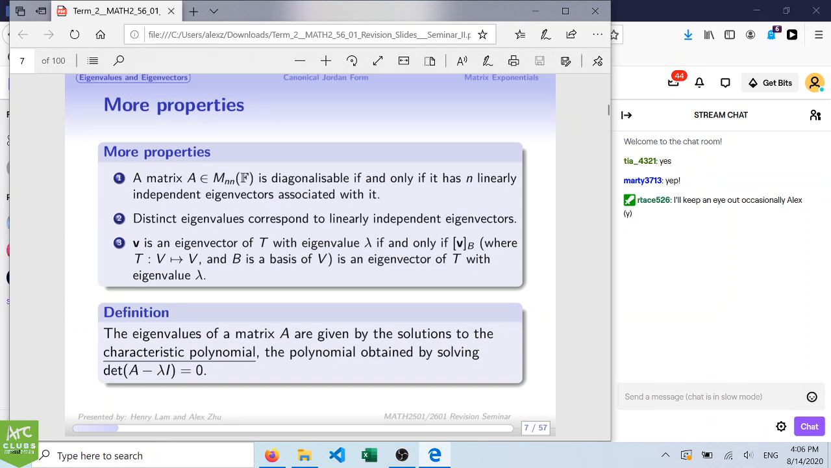We also have the eigenvalue λ. v is an eigenvector of T with eigenvalue λ if and only if its change of basis with respect to the new basis B is also an eigenvector of T with eigenvalue λ. Essentially, if you apply a change of basis with the eigenvectors as the new basis B, you get a matrix with respect to the new eigenvectors, and that is the diagonal matrix.